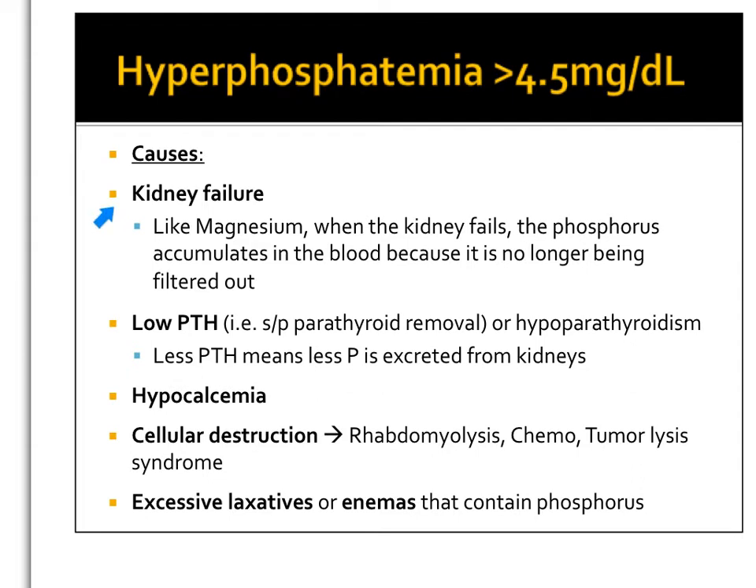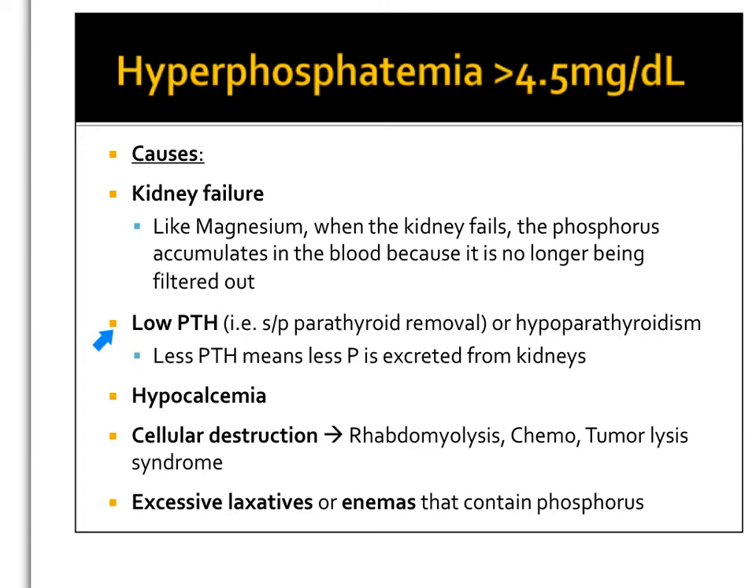One of them being kidney failure. Just like with magnesium, like we talked about earlier, if the kidney is not functioning well, it can't filter out extra magnesium, and same case here, it won't filter out extra phosphorus. So it accumulates in the blood because it's no longer being filtered out by the kidney.